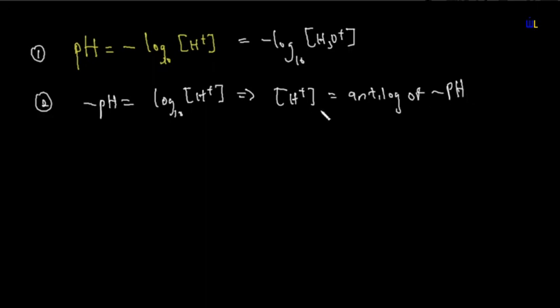Now, if you don't want to do this because you will not have a calculator that has log, what you basically do is you now do 10 raised to power negative pH. So if you want to do anti-log, the concentration of hydrogen ion will now equal 10 raised to power minus pH. So this is a formula you should take note of. So put this down.